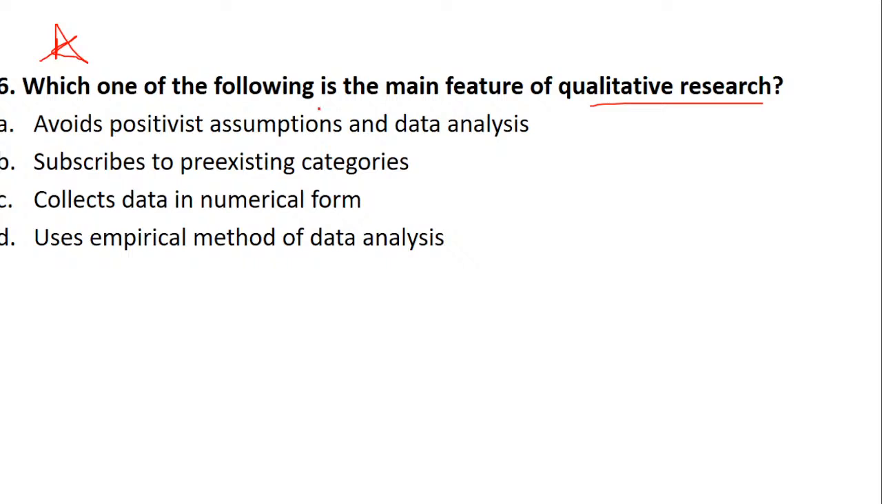Which of the following is the main feature of qualitative research? It avoids positivistic assumption and data analysis, subscribes to pre-existing categories, collects data in numerical form, uses empirical methods of data analysis. So what will be the answer for question number 6? Rudra, you have started the answer for question number 6 or what? Can you write the question numbers?